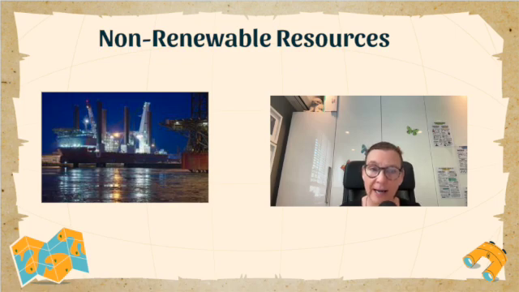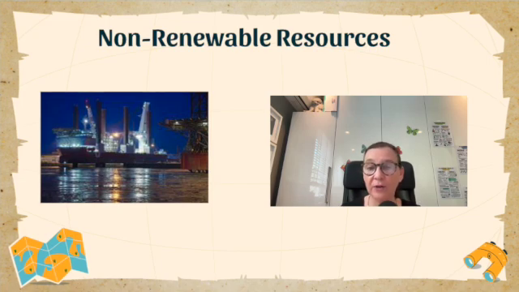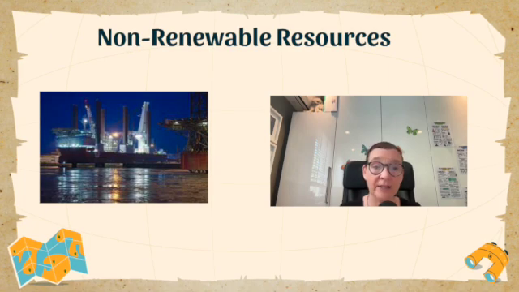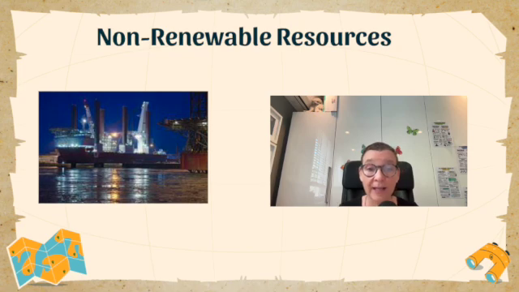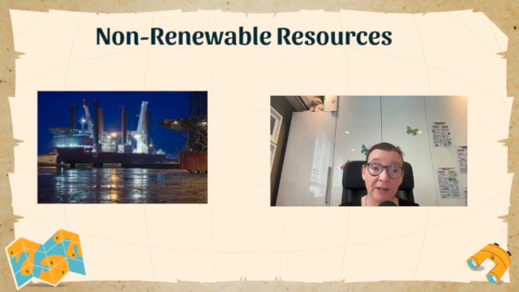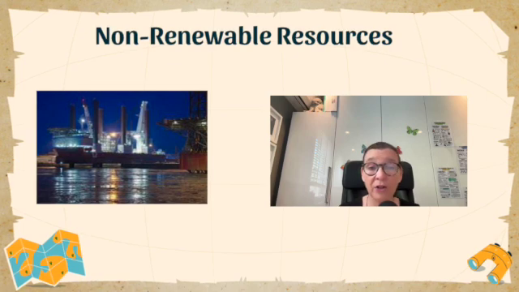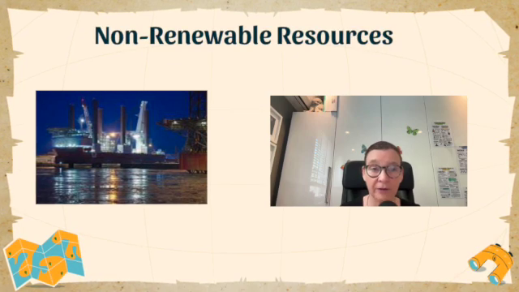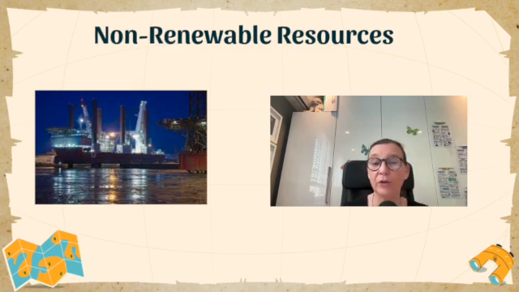Non-renewable resources are natural resources that cannot be replaced quickly once they're used up. They can take millions of years to form, which means once they're gone, they're essentially gone for good. These examples include coal, oil, natural gas, and metals like copper or uranium. Because they're limited and can also cause pollution, humans need to really use them carefully. There are several types of non-renewable resources.